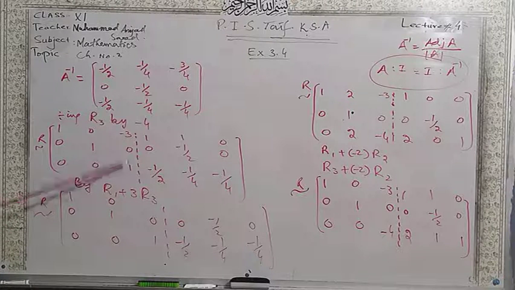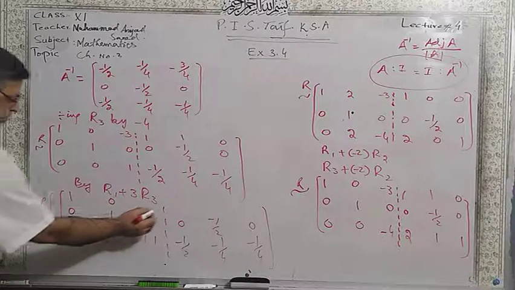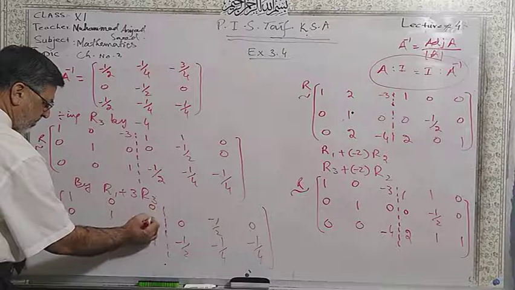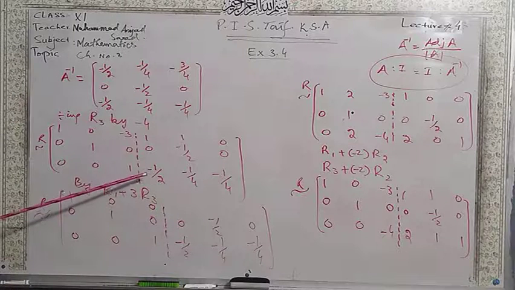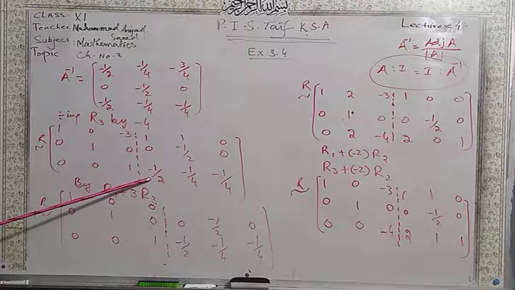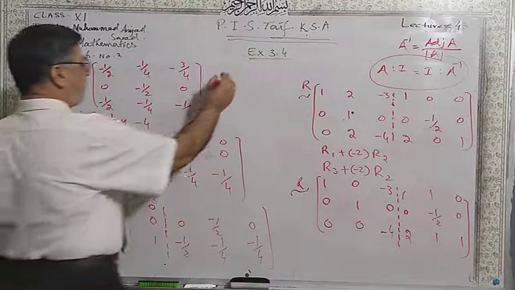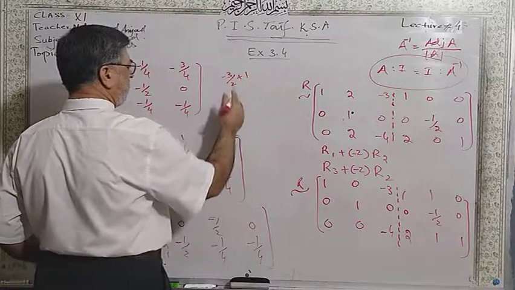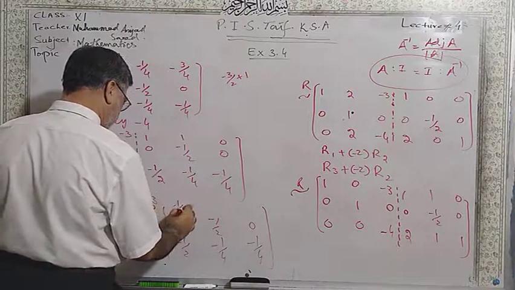Multiply this number by 3 and add here. This will become 0. Here multiply by 3 here. It will become minus 3 over 2 plus 1. This will be minus 1 over 2.